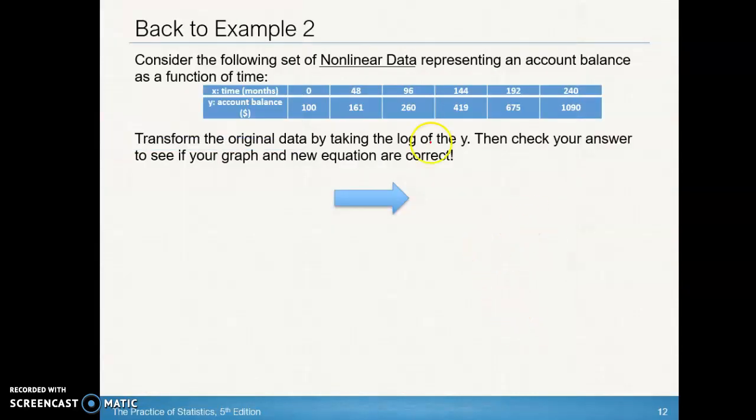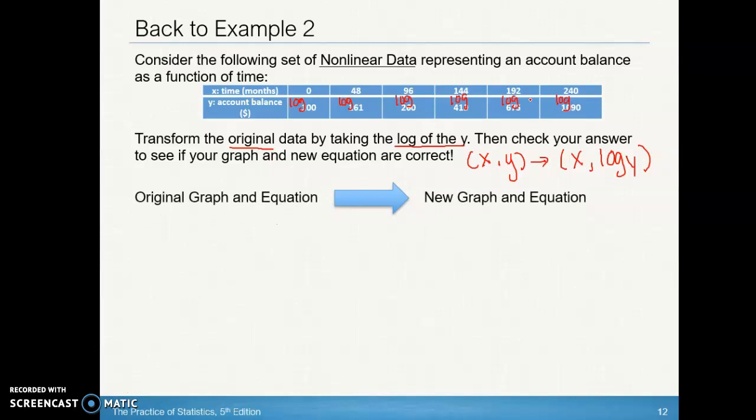All right, so let's see what this looks like. Based on the same data set that we're looking at, x is our time in months and y is our account balance. We're going to transform the original data by taking the log of y. Remember, our original was x, y, and that was exponential. To make it linear, we're going to now graph x, log of y. All the x values will stay the same. Basically we're taking all of these y values and taking the log of them, and we're going to get a new set of y values to graph. But don't worry, your calculator does all of this for you. So our original graph and equation was x, y. Our new one is x, log of y.